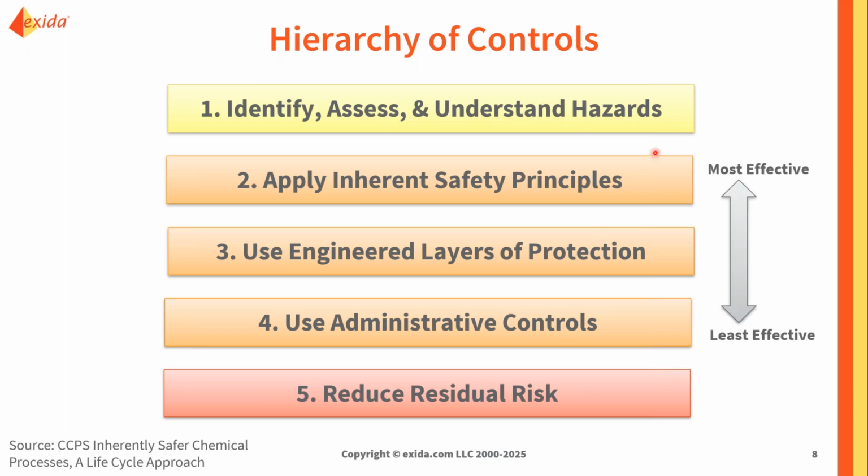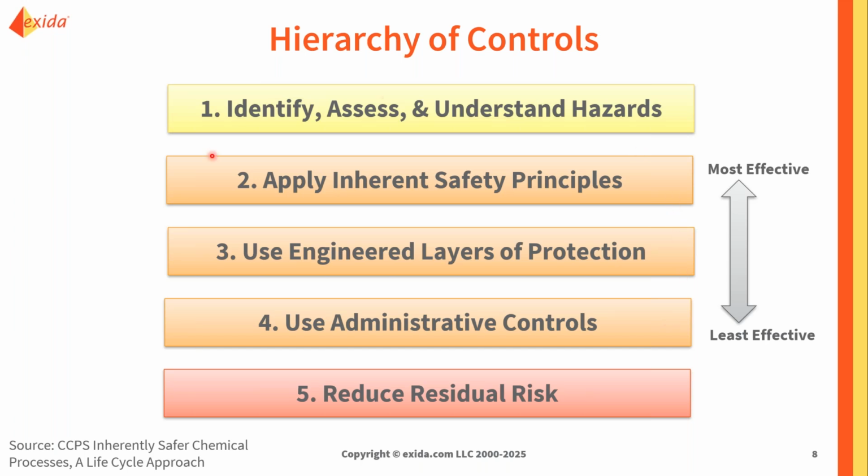And the key here is that as we go through these steps, our controls become less effective. So something that we can do to inherently limit the consequence of an event is really going to be the most effective control for addressing that risk. Then engineered protection layers are less effective than that, but more effective than administrative controls, which again have the least impact overall on our likelihood.